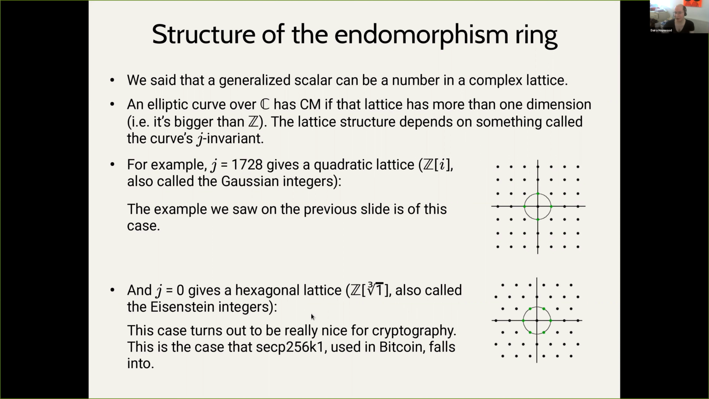Oh, and by the way, some really commonly used curves like SECP256K1, which is used in Bitcoin, is exactly this kind of curve. It's called the j equals 0 case.